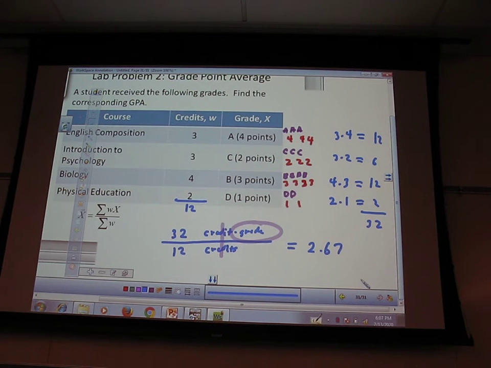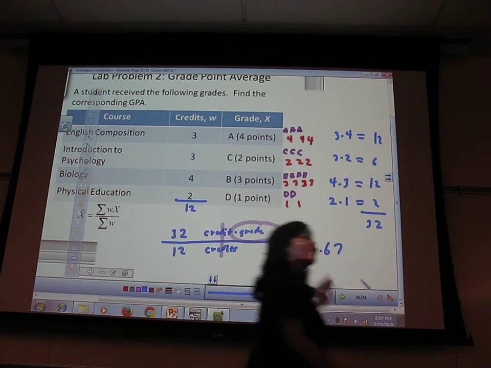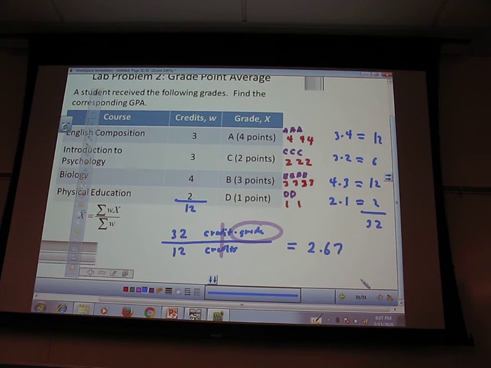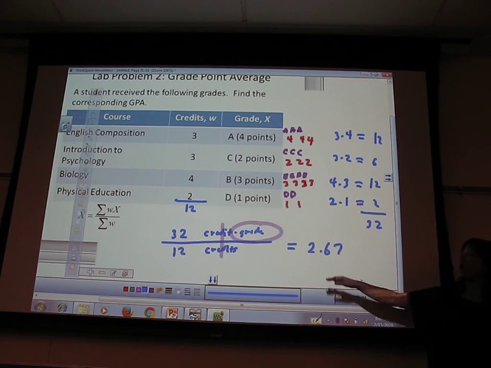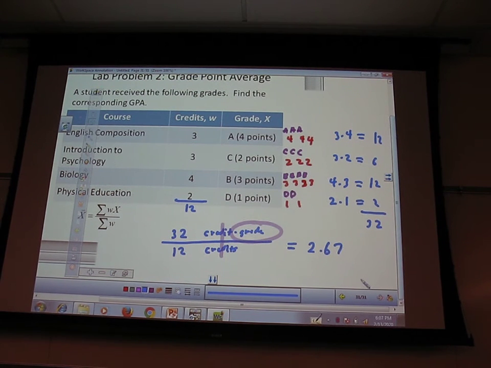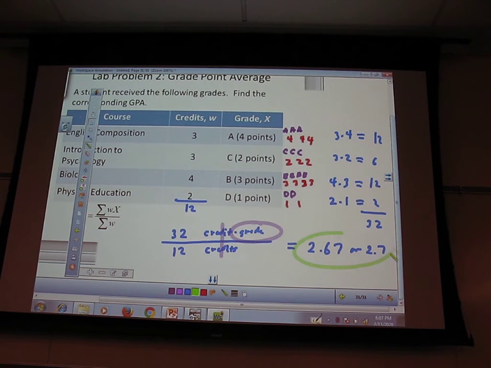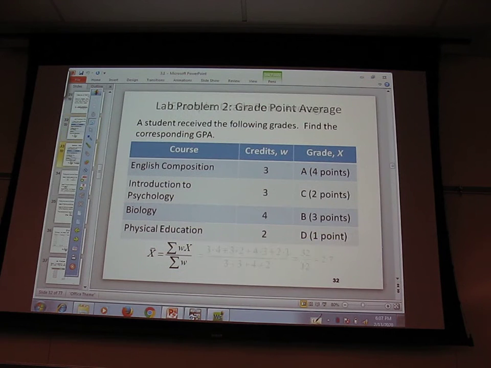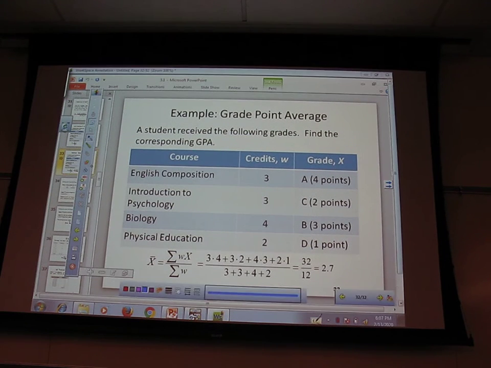So GPA is weird. We should round to how many decimal places? 1. GPA people typically do 2, so I will accept either this or 2.7. Either is okay in the GPA case only because GPAs are typically done with 2 decimal places, just because they're weird like that. Okay, here it is prettier. Okay, does everybody understand this? Because we got to take it one step further now.